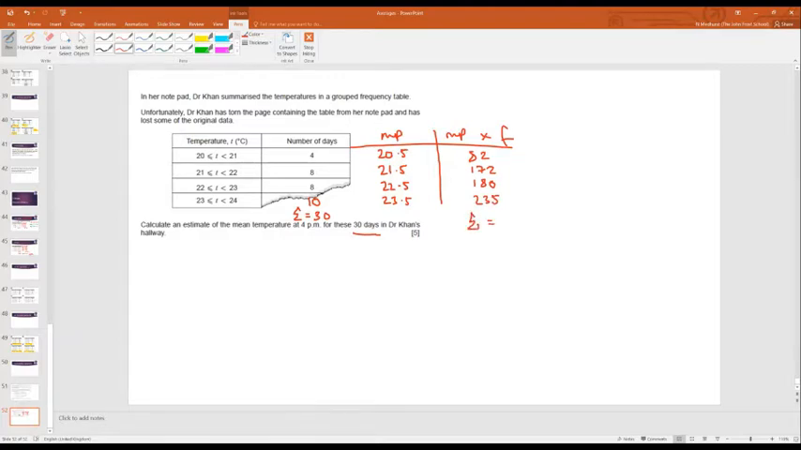Okay, we know by now we need the total of this column as well. So 82 plus 172 plus 180 plus 235 is 669. Okay, so we've got all the information we need now. So an estimate for the mean would be 669 divided by 30, which when you type that into your calculators, okay, you should get 22.3. Okay, so that is the mean temperature. An estimate for the mean temperature is 22.3. All right, so that's how you would do that. Thanks very much. See you soon.